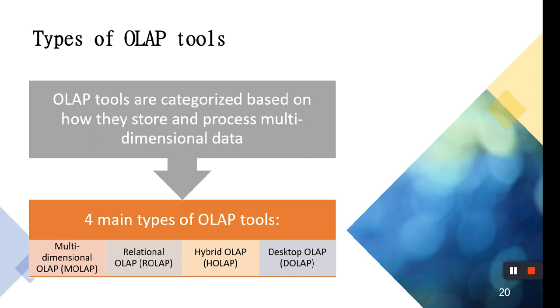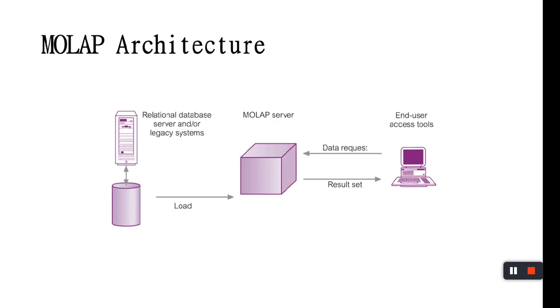Okay, so the first type of OLAP is what we call multi-dimensional OLAP or MOLAP. Then the second one is relational OLAP or what we call ROLAP. And then HOLAP or hybrid OLAP. And then we have the desktop OLAP or DOLAP. Okay, so we have MOLAP, ROLAP, HOLAP, and DOLAP.